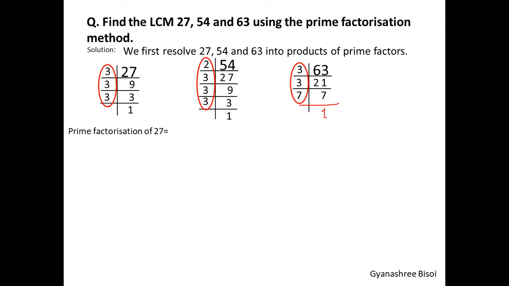As we are following the prime factorization method, I will have to write the prime factorization of each given number. So the prime factorization of 27 equals how much? See, what are the prime factors? 3 times 3 times 3, which I'll write in multiplication form. 3 multiplied by 3 multiplied by 3 is equal to 27, right? In this way, you can check it also.